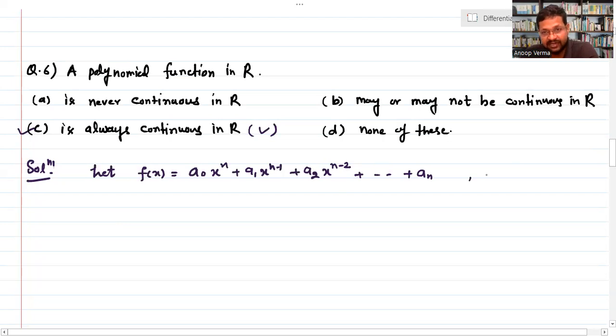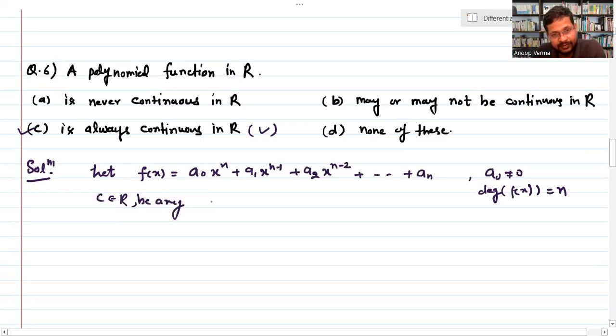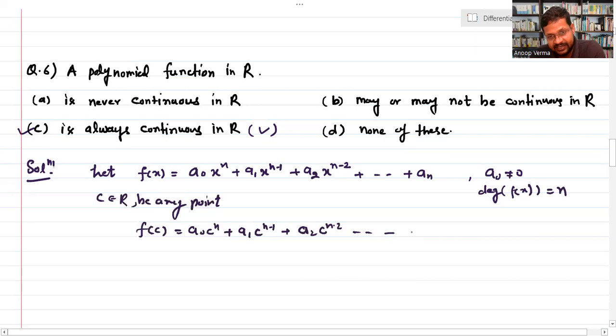So I'm taking a naught non-zero, so the degree of f(x) is just equal to n. Okay. So simply you know that for the continuity at a point, if I'm taking c, any point from R, it can be any point. कोई भी हमने point ले लिया. If you are going to calculate the value at this point, you will get the value a naught c की power n plus a1 c की power n minus 1, and a2 c की power n minus 2, and so on. You will get the value in such a way.